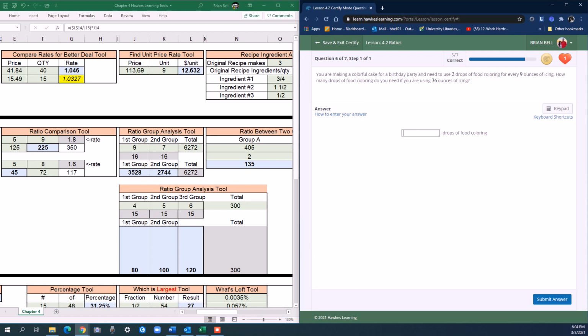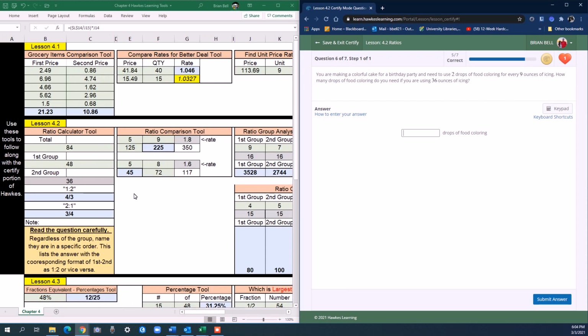Okay, you are making a colorful cake for a birthday party, and you need 2 drops of food coloring to every 9 ounces of icing. How many drops of food coloring do you need for 36? All right, this is using the ratio comparison tool, and this is going to be 2 to 9. This is going to be our higher end number, and so that means we're going to be using this. So it's going to be 2 to 9. And how many drops are we going to use for 36 ounces? 8. That's going to be our number. 8. Green bars.